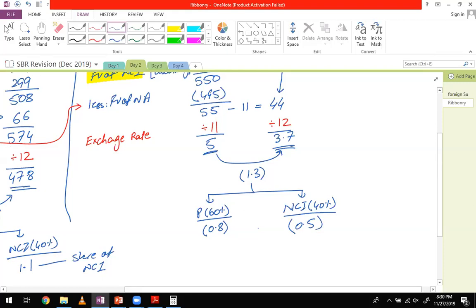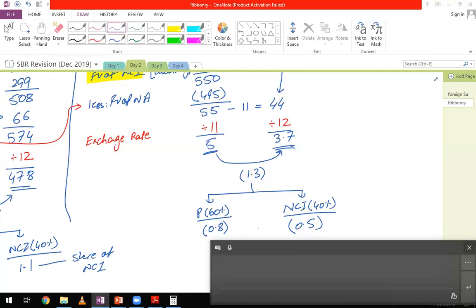So this is how we calculate the net assets and the goodwill. And right now we have not calculated the exchange gain or loss yet. And the next step is what is going to be the exchange gain or loss. Yes, exactly. Parent share goes to the reserves and NCI shares goes to the NCI.